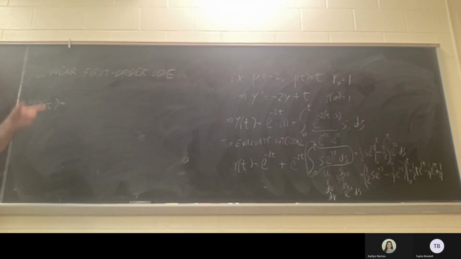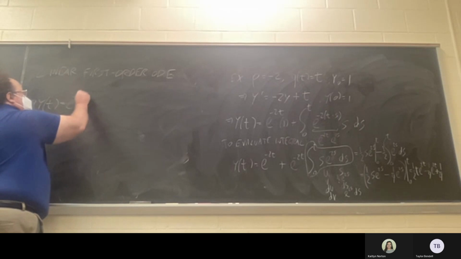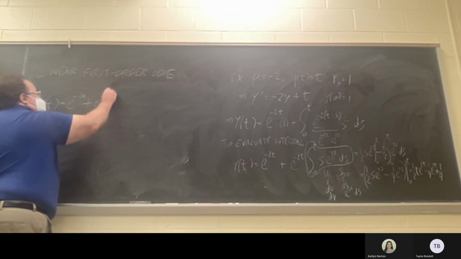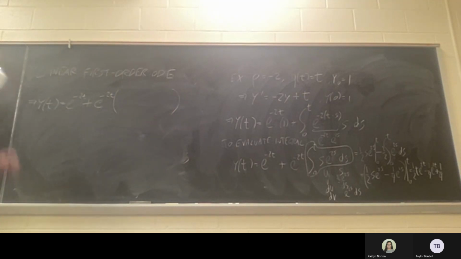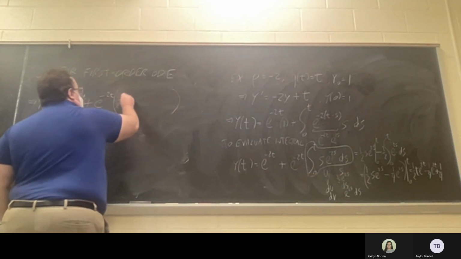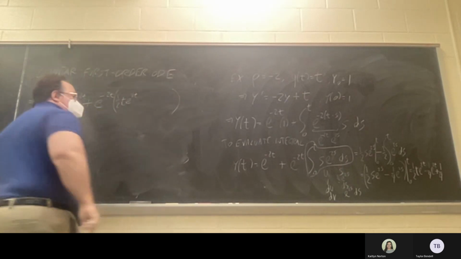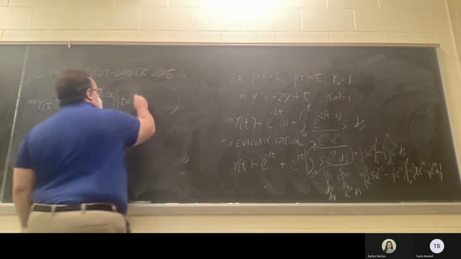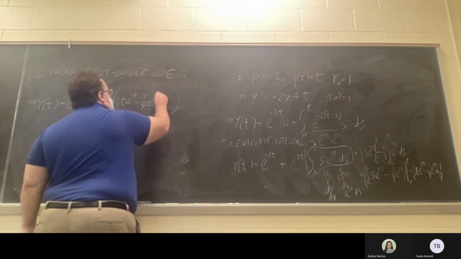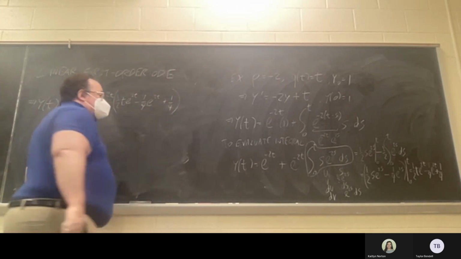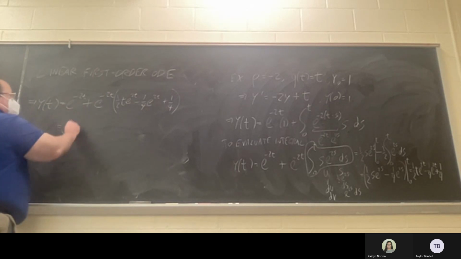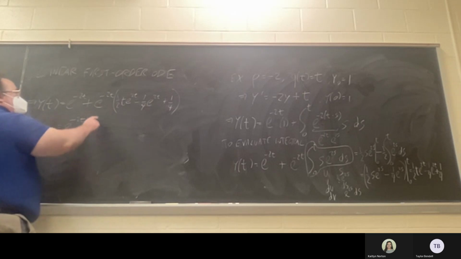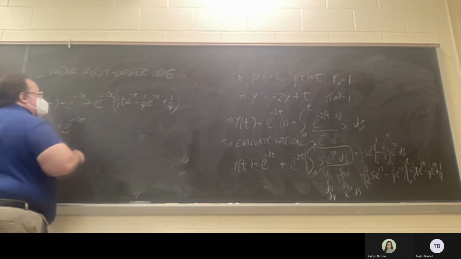Y is equal to e to the minus 2t that I had earlier, plus e to the minus 2t times that whole integral that was 1/2 t e to the 2t minus 1/4 e to the 2t plus 1/4. Okay, so now to simplify this as much as I can, e to the minus 2t will cancel with the e to the 2t's in here.